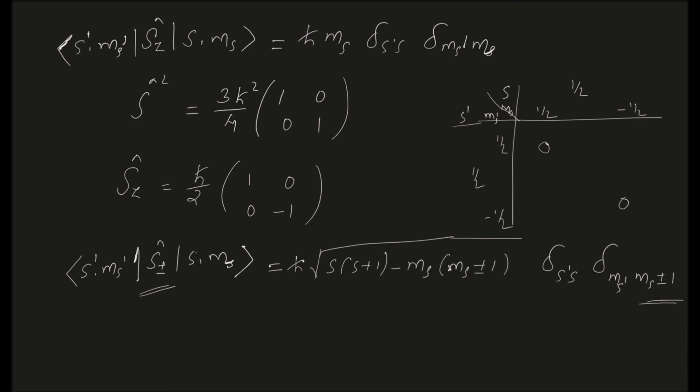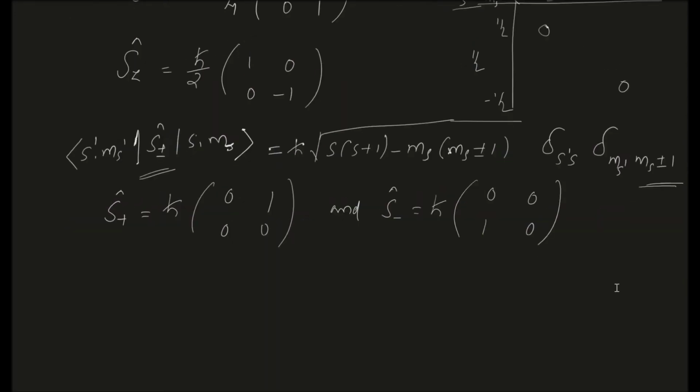So to get the matrix elements for S plus, for example, what you have to do is just substitute the values for S and Ms. For the S plus operator you can write it as ħ times the matrix 0, 1, 0, 0. And for S minus, this is given by ħ times the matrix 0, 0, 1, 0.